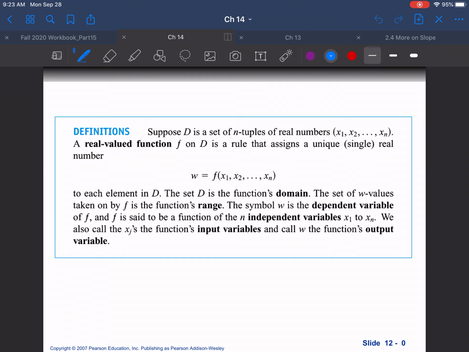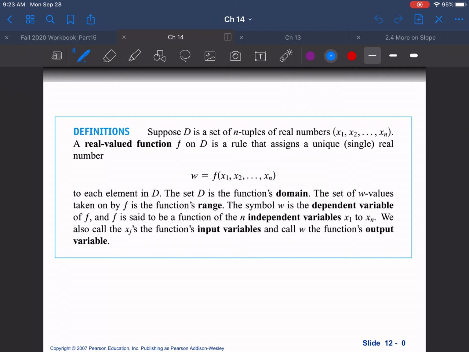The symbol W is the dependent variable. It depends on what you pick. And then it's a function of the independent variables, x1 all the way through xn. We also call the xj's the function's input variables and W the output variable. So we input stuff and it outputs it for us. It's just a way to map several numbers to one number.